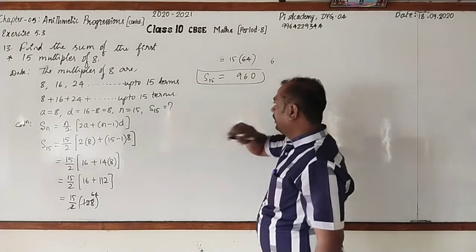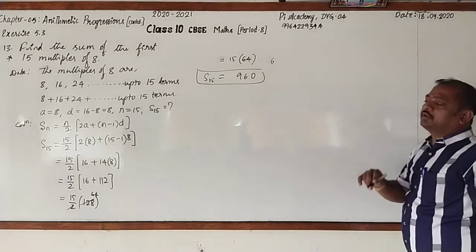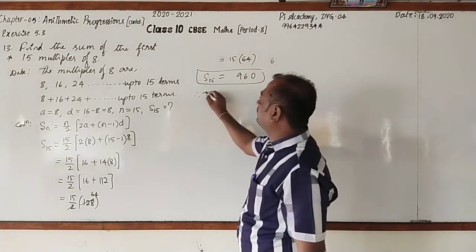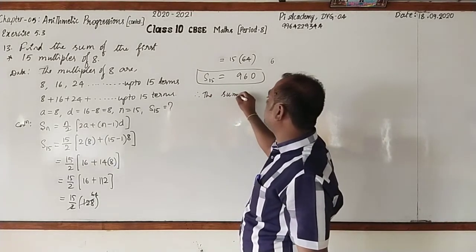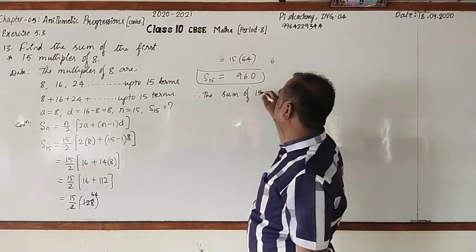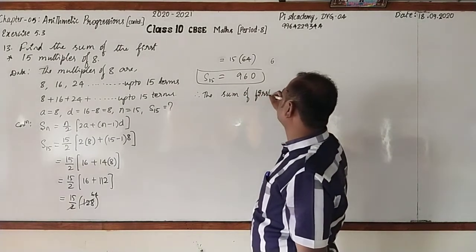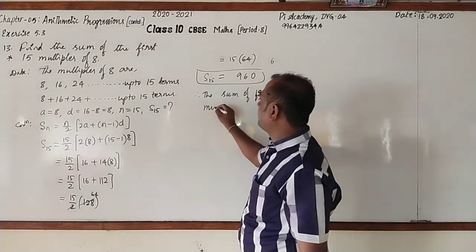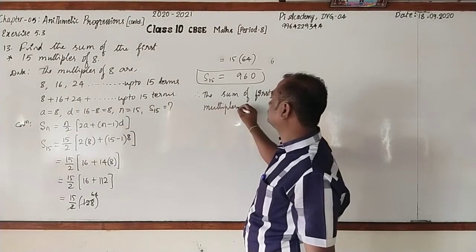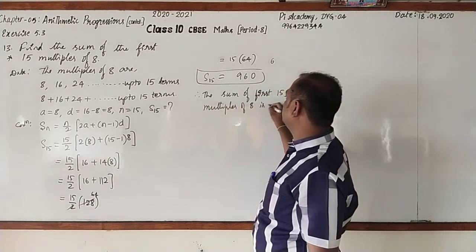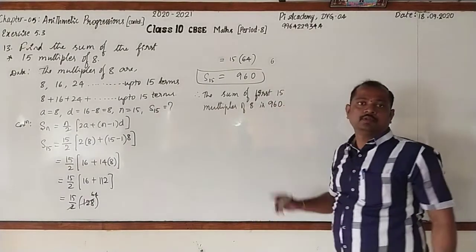So we can write the conclusion as, therefore, the sum of first 15 multiples of 8 is 960. Copy this.